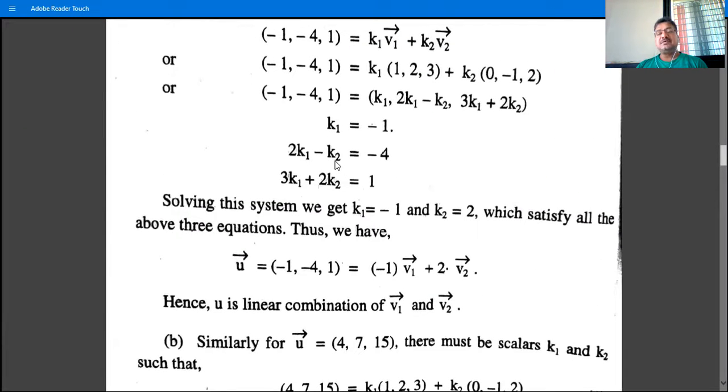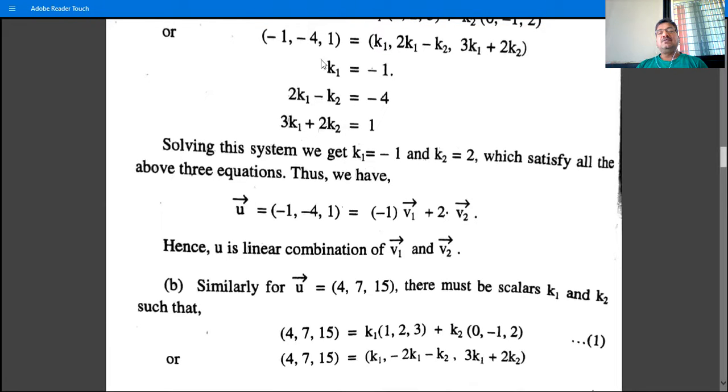So we will solve the first two equations. K1 is -1, and the second equation gives K2 is 2, after substituting K1 is -1. And if we substitute these values of K1 and K2 in the third equation, it satisfies all three equations, that is, this satisfies the third equation. And therefore, these are the values of K1 and K2.